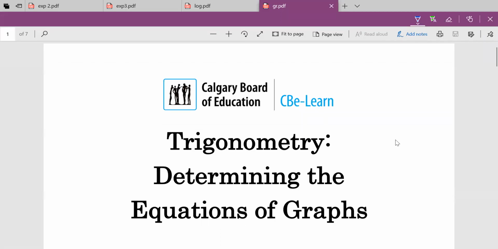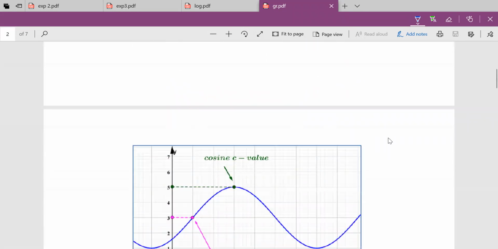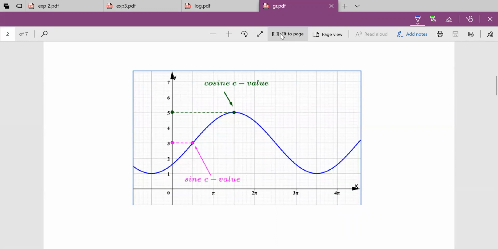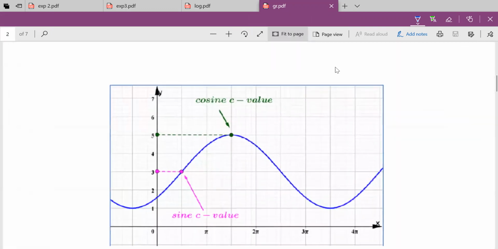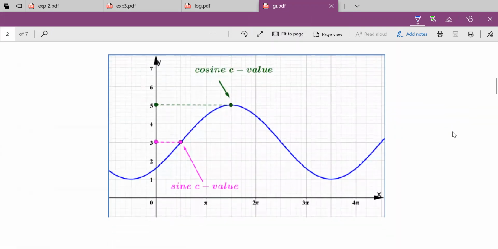Hey, 30-1s. Here's a quick video on helping you to determine the equation given a graph of a trig function. What most students struggle with in these graphs is finding the C value. So that's what I've got highlighted for you here in my graph. It depends on whether we're looking at sine or whether we're looking at cosine.